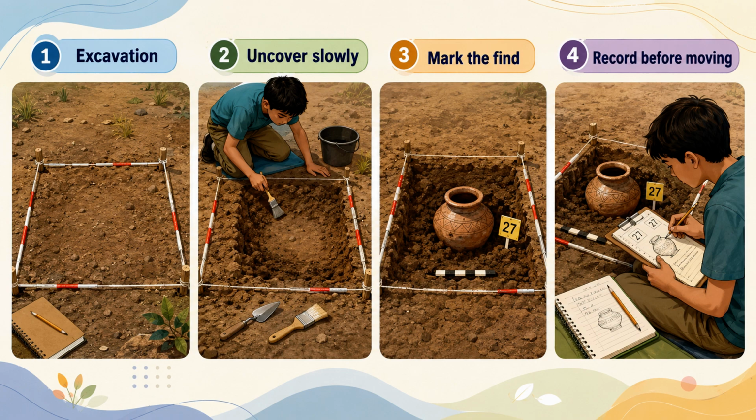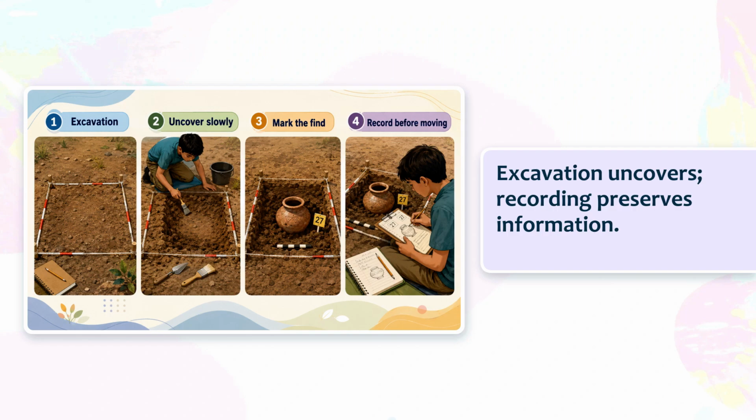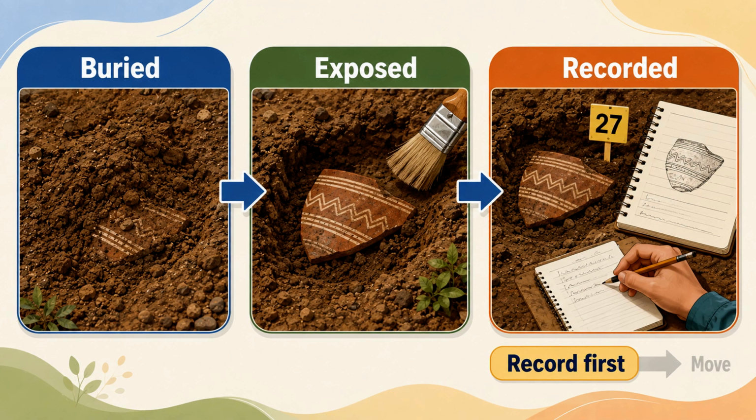Careful recording is part of the process because information about a find can be lost once the object is taken away. The sequence shows why speed is not the goal. Excavation uncovers, recording preserves information. Archaeologists document a find before removing it from its place. A fast dig might reveal an object, but it could destroy clues about how that object lay in the ground. By working in a marked area and uncovering slowly, archaeologists can observe each find before the surrounding evidence is disturbed.